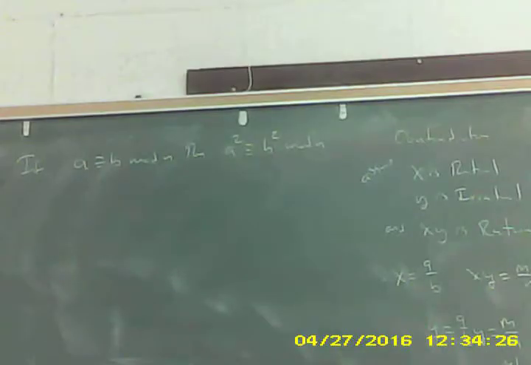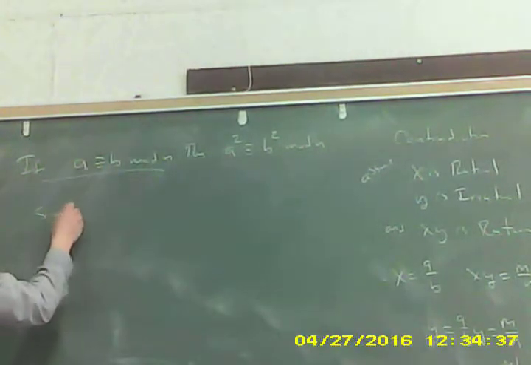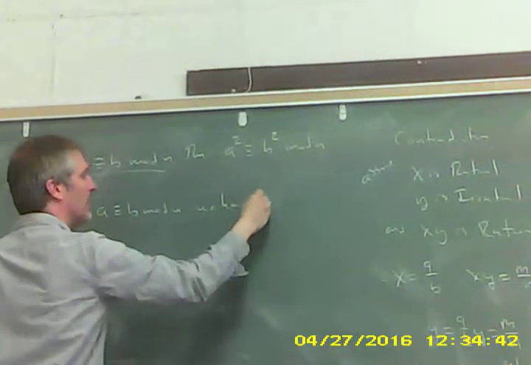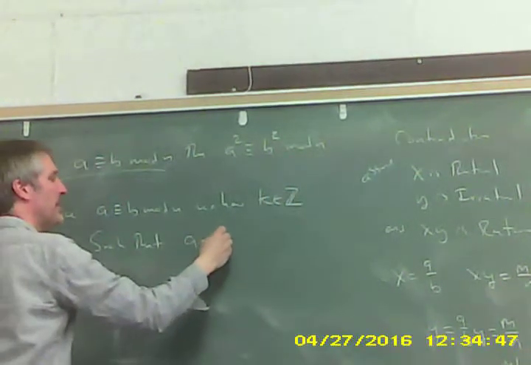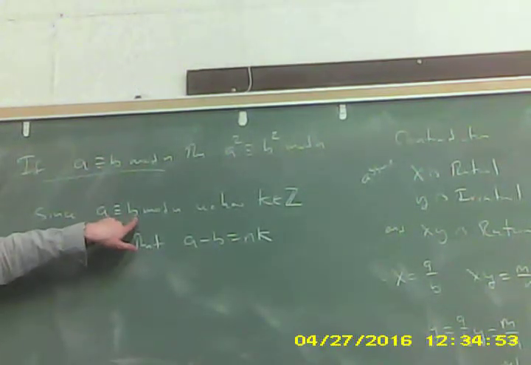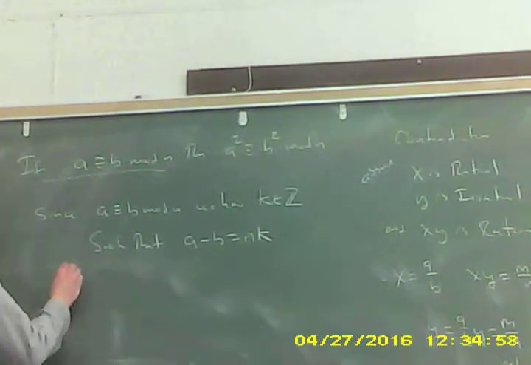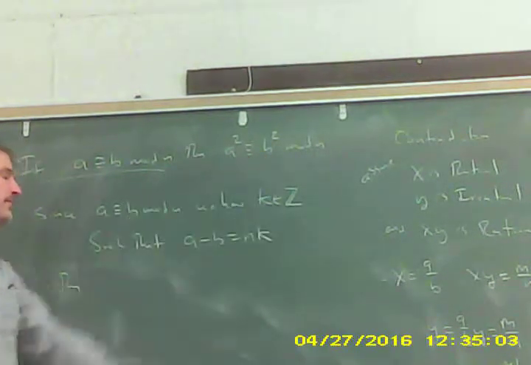There are a number of ways to go about this. I think there were at least 3 different approaches to this particular argument that I remember. We make our assumption here. Since A is equivalent to B mod n, we have k an integer such that A minus B is nk. That's what it means for A to be equivalent to B mod n, that their difference is a multiple of n. And then what we want to do is show that A squared minus B squared is also a multiple of n.